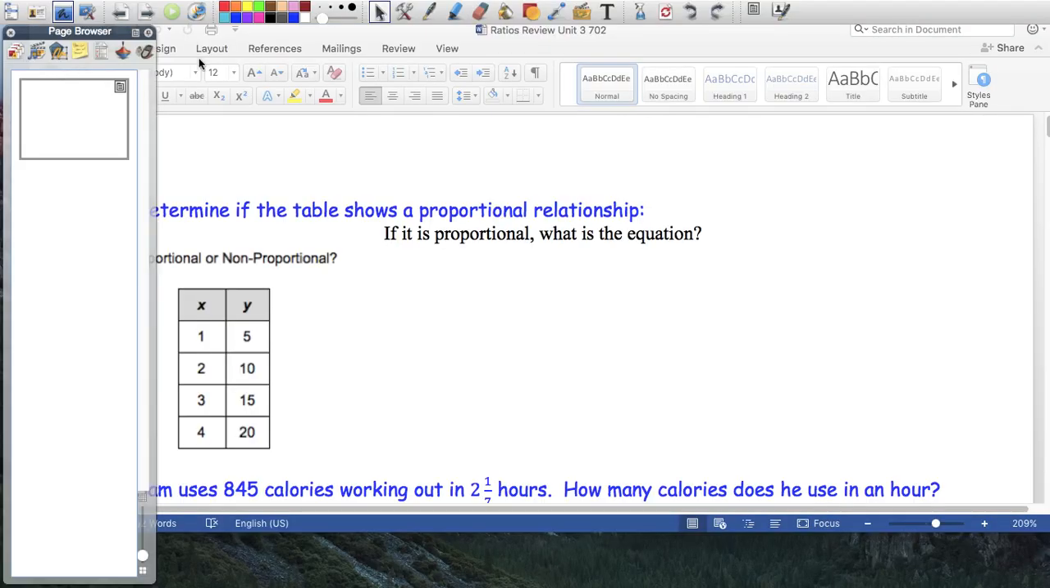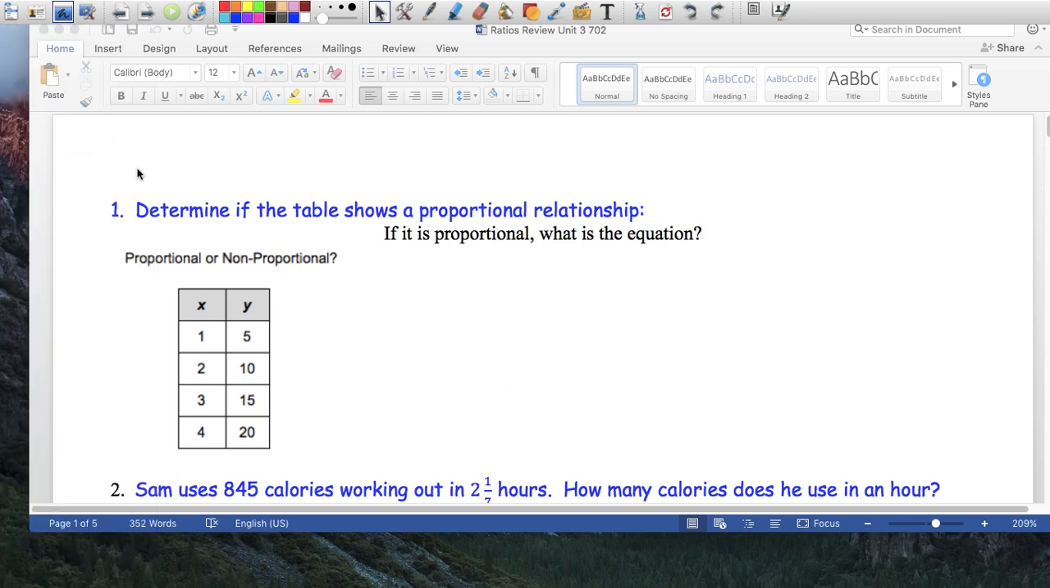Like this. Yep. Okay, so first question, determine if a table shows a proportional relationship. If it is proportional, what is the equation? One way you can do this, well, in several ways, is to take your point, x and y. If you do k equals y over x for this point right here, 1 over 5, you would get 5 over 1, which is 5. So your constant of proportionality is 5, and your unit rate would be 5 over 1.